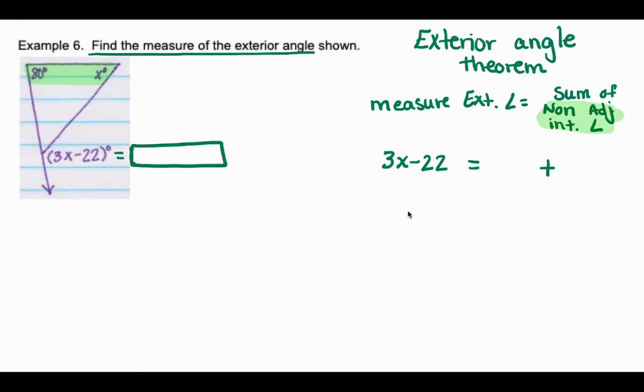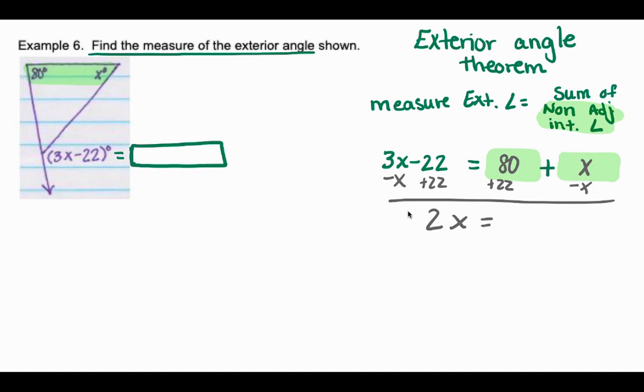So when I fill them in, I need to fill in my 2 non-adjacent interior angles. So I need to use the 2 inside angle measures that were not next to my exterior. So we're going to use the 80 and x. We're going to solve for x. So I'm going to subtract the x, and I'm going to add the 22. And this is going to give me 2x equals 102. When I divide, x is going to be 51.